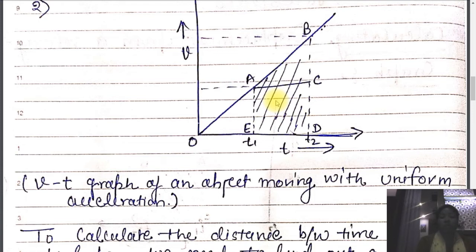That means if we firstly calculate the area of the triangle and next we calculate the area of the rectangle, and then we add both the values of the area of rectangle and triangle, then that will give us the total value of the distance traveled during this time interval.